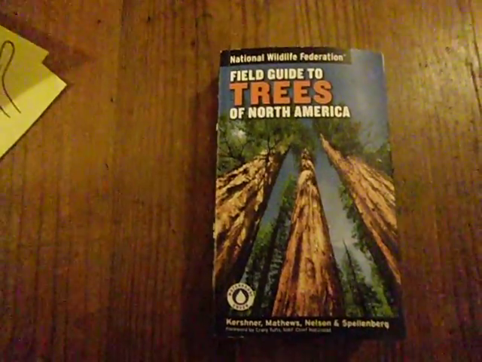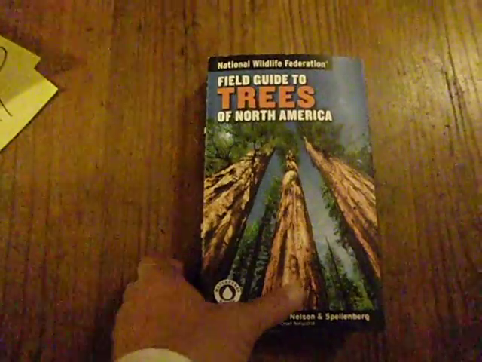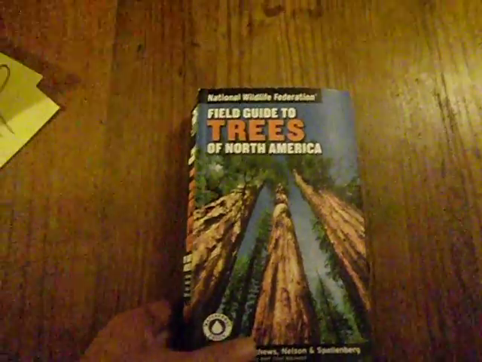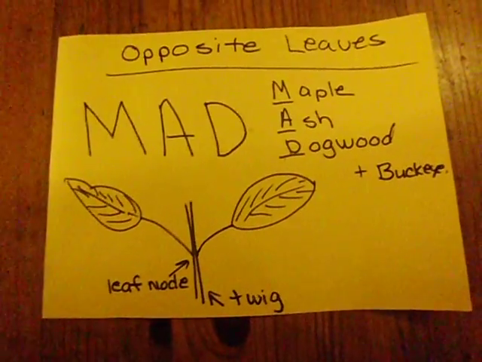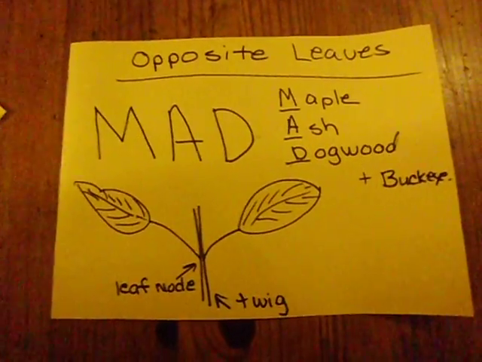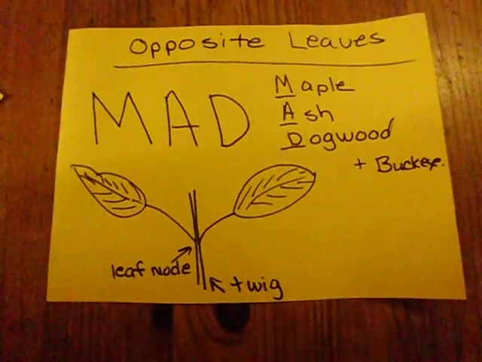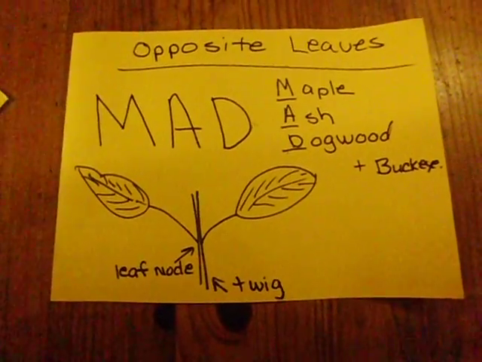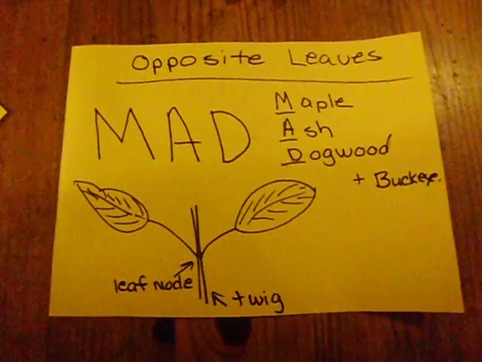Okay, this video is going to introduce you to the guide to trees of North America that you're going to be using in this course. But before I open up the book and take a look, I'm going to make sure you are familiar with some terms. The first one is opposite leaves. Something that will be very helpful is to remember MAD, which stands for maple, ash, dogwood. Those are the trees that have opposite leaves.